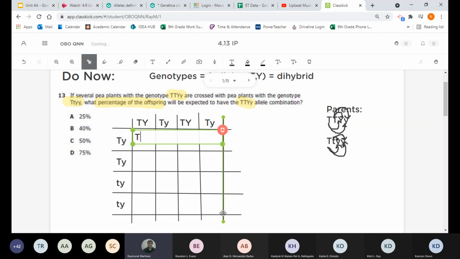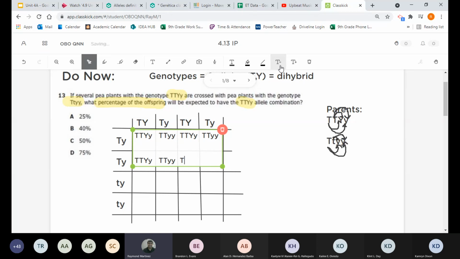Okay, so let's do this thing. We got big T, big Y, little y. Big T, little y. Big T, big Y, little y. And big T, little y. And you keep going. And you start to notice a pattern, right?